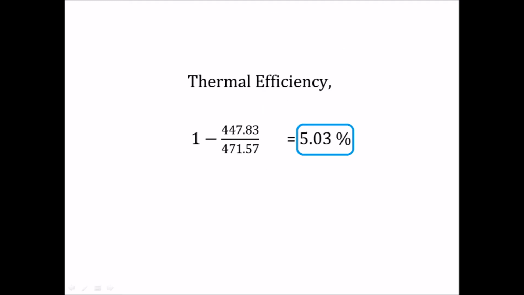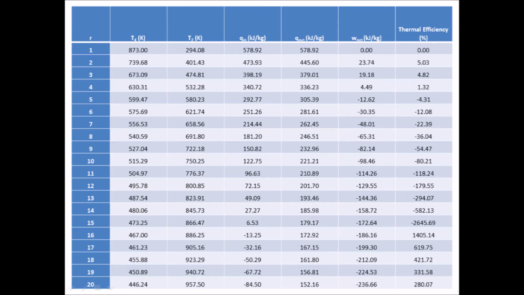Now we can calculate the thermal efficiency. The formula is 1 minus Qout over Qin. From the formula, we will get 5.03% of thermal efficiency.